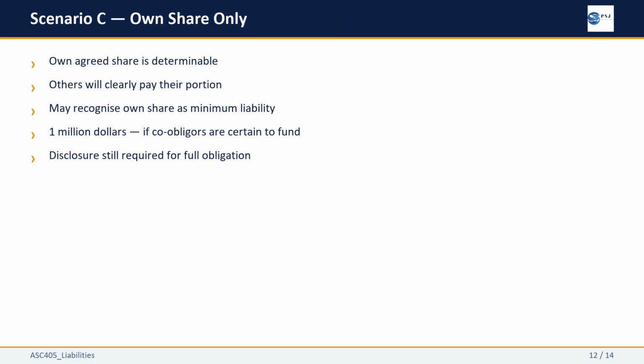The third scenario sits between the two extremes. Your own agreed share is clearly determinable, and you have strong evidence the co-obligors will fund their portions. In this case, you may recognize your own share, $1 million, as the minimum liability, less any amount certain to be funded by others. This is the least common treatment and requires high confidence in co-obligor performance. Even here, you must still disclose the full $3 million obligation in the notes.